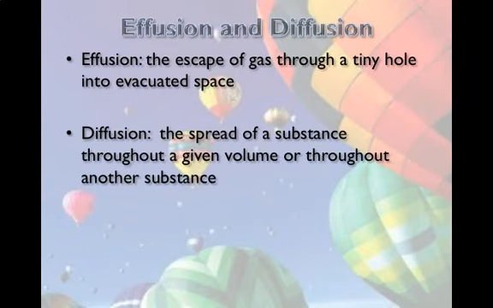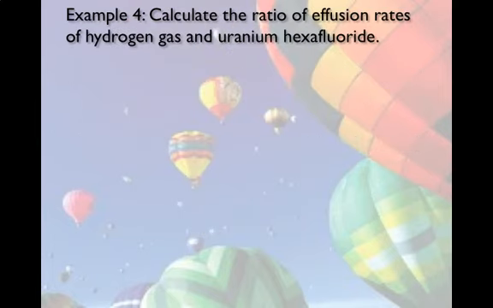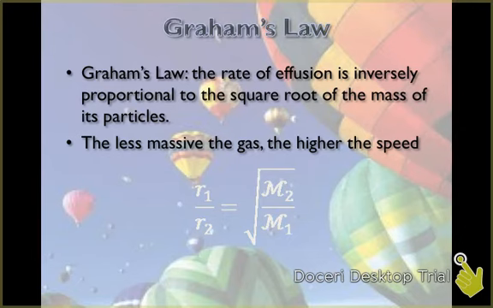All right, well, this idea leads us to something called Graham's law. Graham's law says that the rate of effusion is inversely proportional to the square root of the mass of its particles. So basically what Graham's law says is the less mass of the gas, or the smaller the gas, the faster it's going to move. So it gives us an equation so that we can compare our rates, which is the left, so we're talking about our speed, to our molar mass.